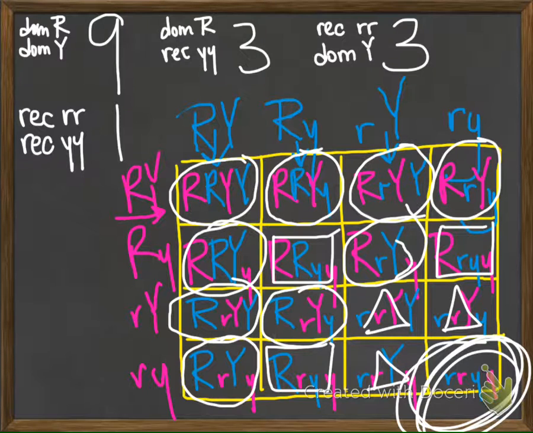But a lot of times you'll see it written as a 9 to 3 to 3 to 1 ratio. If you see this ratio, you know both parents are heterozygous. If you know both parents are heterozygous and it's for both traits, you know this is your end ratio.